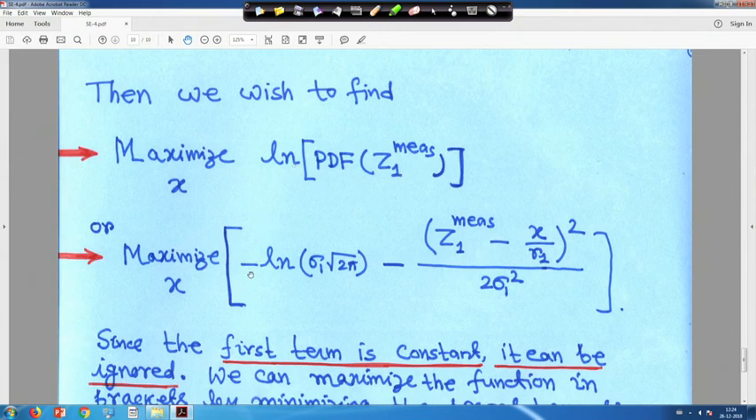So, this will be maximized: minus ln sigma 1 root 2 pi, and minus Z1 measure minus x upon R1 whole square upon 2 sigma 1 square, because we have taken the natural log.